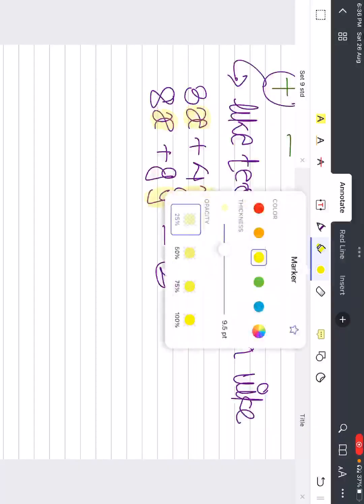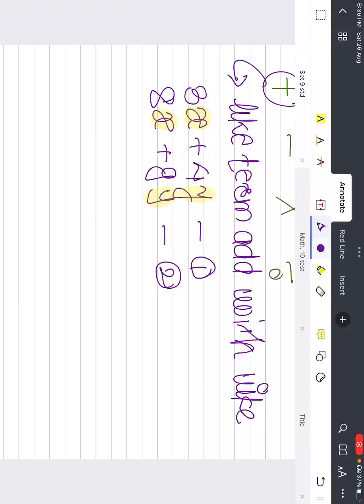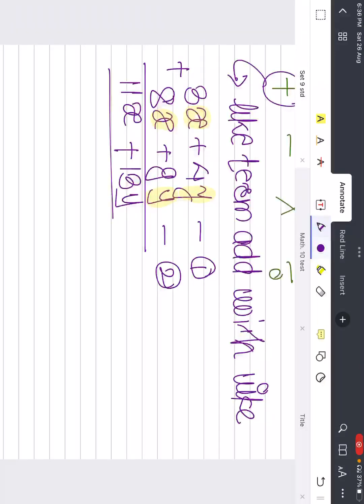So always keep in mind, this x will add with x and y will add with y. So we are adding this, write plus here. Now 8 plus 3, 8, 9, 10, 11. So your answer is 11x. What about the next one? 9 plus 4, 9, 10, and it becomes 13y. So this is your answer.